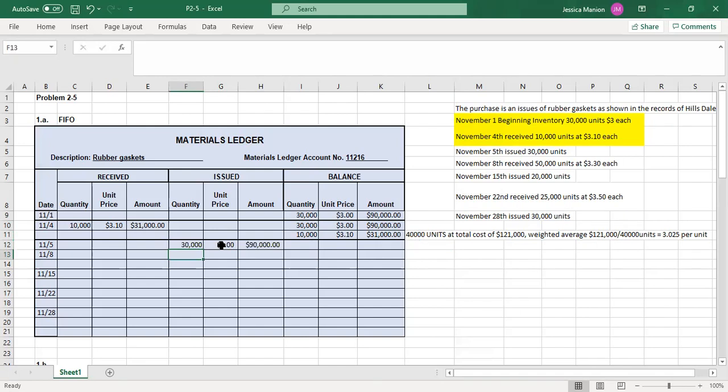So we issued 90,000 worth of units. And our remaining balance, 10,000 units that cost $3.10 each. So equals 10,000 units times $3.10, 31,000.